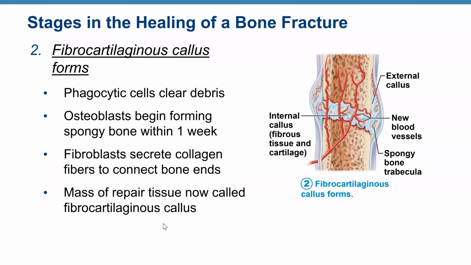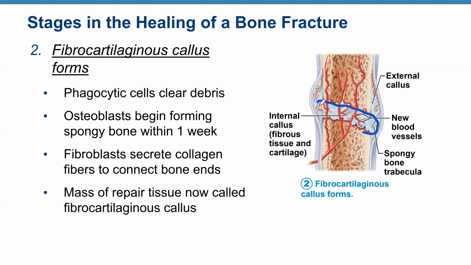Actually, inflammation is the beginning of the healing process as well. So the second stage is that a fibrocartilaginous callus is formed. Phagocytic cells clear debris. So you will have debris of blood vessels, broken collagen fibers, cells, matrix of the bone. So we need to clean the debris. Osteoblasts begin forming spongy bone within 1 week. Fibroblasts secrete collagen fibers to connect bone ends, and the mass of repair tissue is now called the fibrocartilaginous callus.